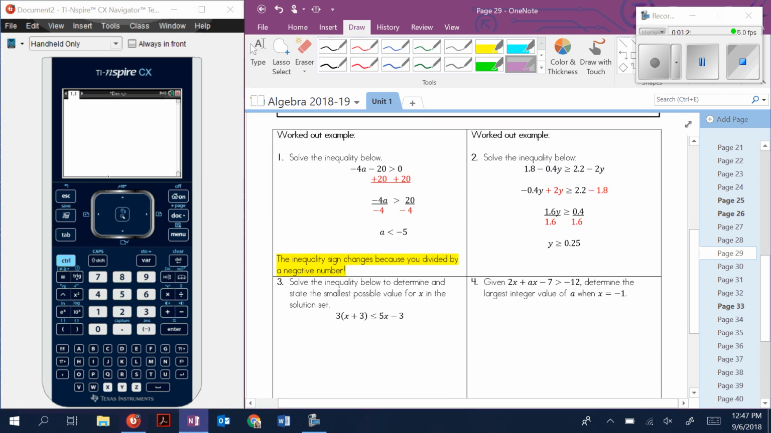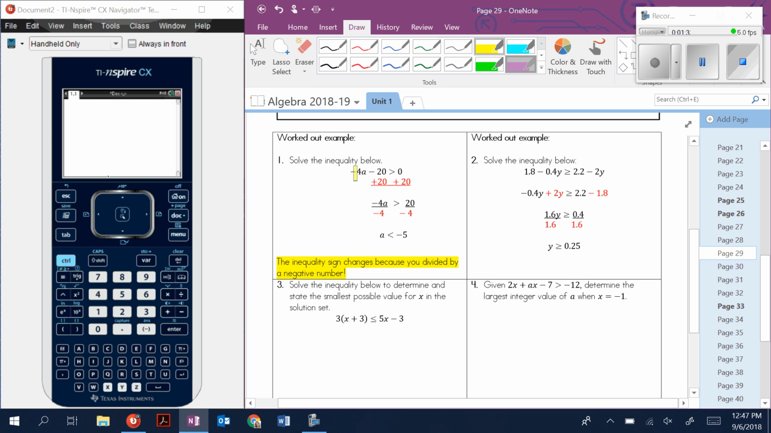Okay, so here's some examples. Example number 1, we need to solve this inequality. Negative 4a minus 20 is greater than 20. Just like an equation, some of you may like to draw a line right down this inequality sign. That's a greater than sign. So we're going to add 20 to both sides to keep it balanced, then divide both sides by negative 4. Since we divided both sides by a negative 4, our inequality sign changes directions. And that's exactly what we have written down here in the highlighted section.